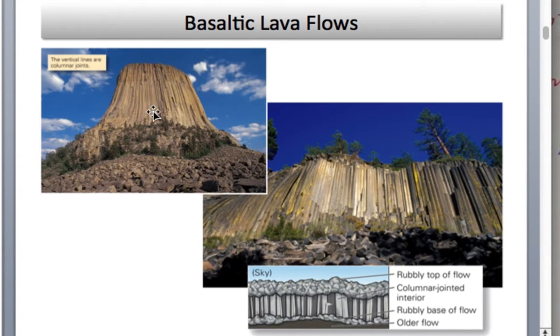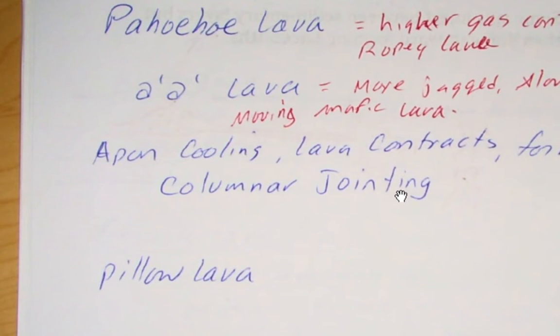Here, Devil's Tower in Wyoming is also heavily columnar jointed, and it's really a basaltic neck of a volcanic structure. It's a little strange to have these columnar joints in these necks, but let's look back over here, and we'll look at this columnar jointing.